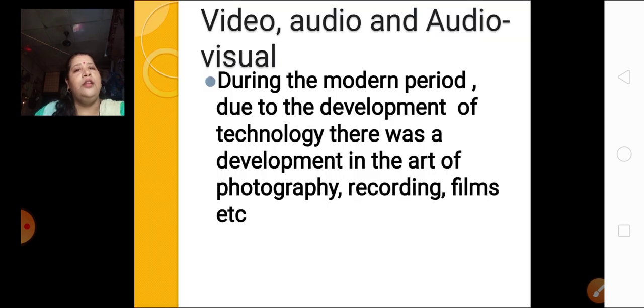Now, let's go on to the next part, that is video, audio and audio visual. During the modern period, due to the development of technology, there was a development in the art of photography, recording, films, etc. These are the various modern technology things which provide you with some kind of history.